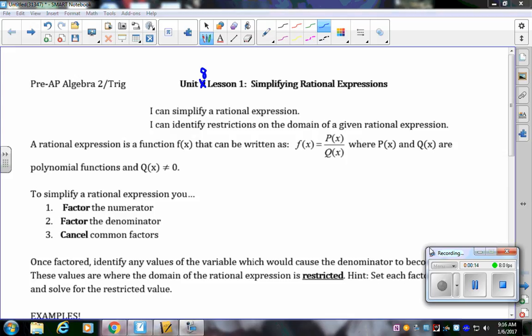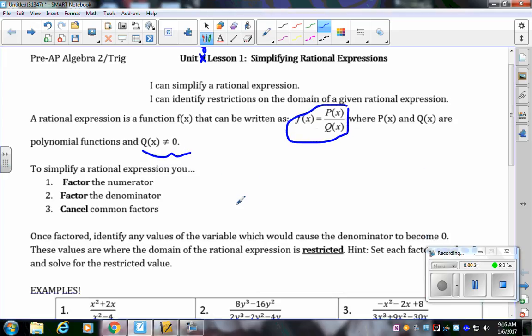Well, it's a function that can be written like this. Our directions say where p of x and q of x are polynomial functions. Pretty much it's a fraction that has variables in both your numerator and your denominator. Okay, putting it in basic terms. But do keep in mind your denominator cannot equal 0, and we will revisit that concept in just a moment.